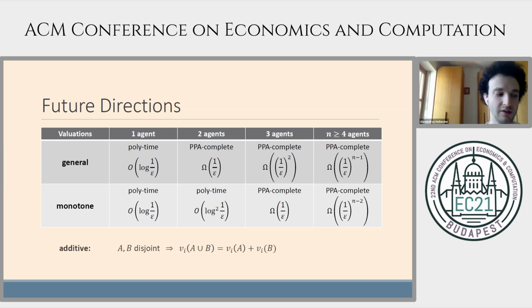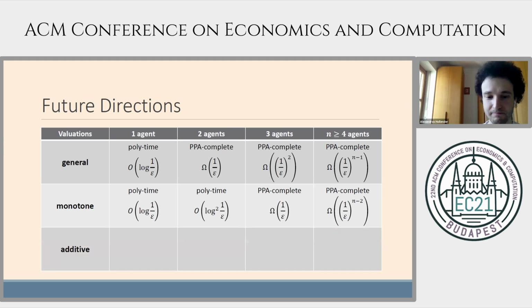So additive valuations have the added property that if 2 subsets A and B are disjoint, then the value of the union of those 2 subsets should just be the sum of the values of the individual subsets. So this is also something very natural to have in an evaluation function. So what we would like is to add additive valuations to this table. What can we say right now? Well, we can say that, of course, the positive results from monotone valuations automatically also hold for additive valuations. So we get this here, but we don't know what happens for more agents.